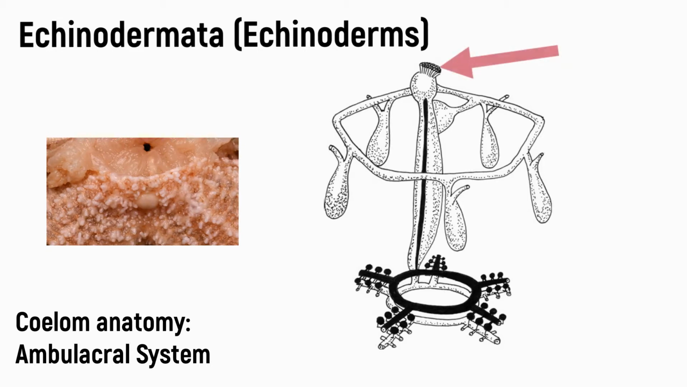Another component of the ambulacral system is the sieve-like madreporite. This is clearly visible on the top of the sea star and sea urchins. This small, porous structure serves to equalize the pressure by allowing an exchange of seawater.